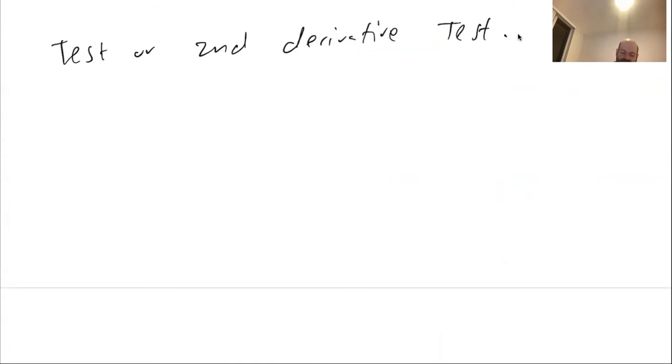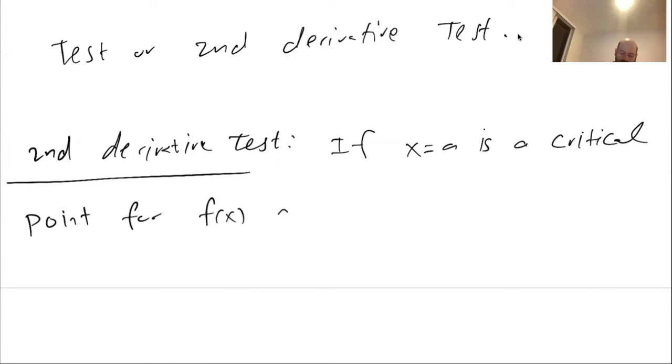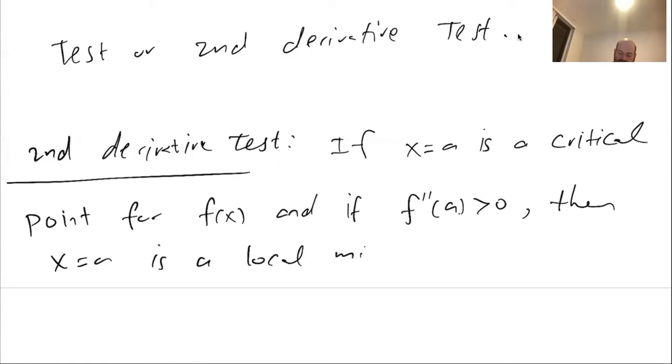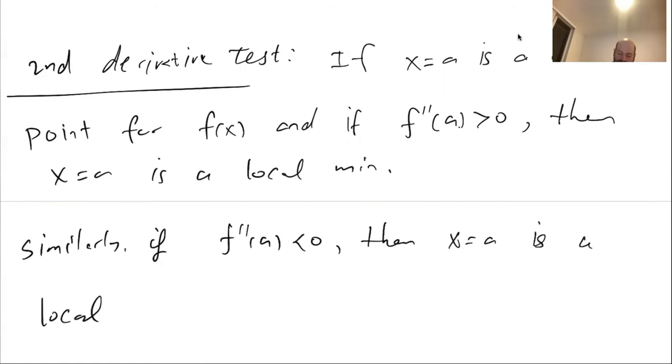And what about the second derivative test? The second derivative test says that, if let's say x equals a is a critical point for f of x, and if f double prime of a is positive, then we can say that x equals a is a local minimum. Similarly, if f double prime of a is negative, then we can say that x equals a is a local maximum for f of x.